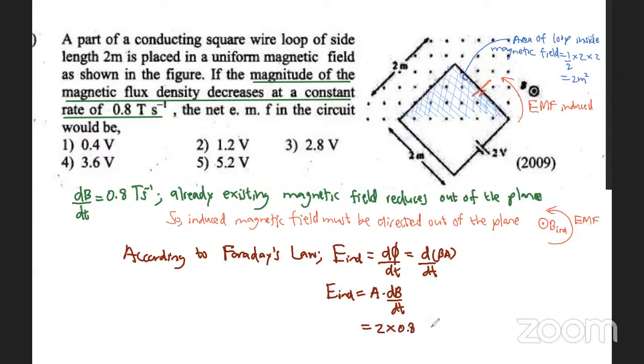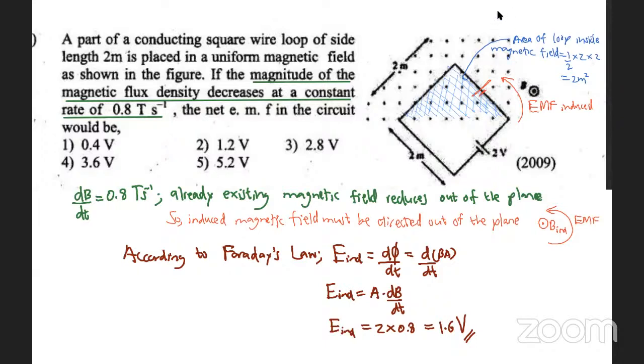And what is the answer? That is going to be 3.6. So no, 1.6 volt. 1.6 volt. This is the induced EMF. Remember, induced EMF. Is that what they're asking in the question? 1.6 is not even there in the answer. They are asking the net EMF of the circuit.